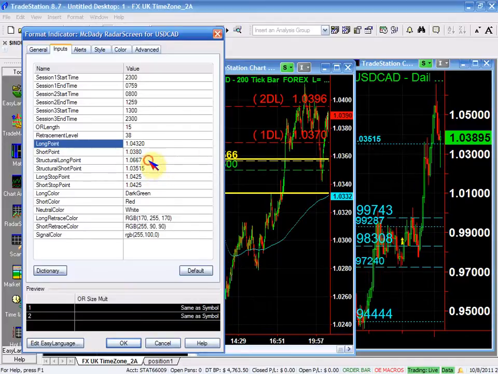So that is going to be my stop, 103.515. That is my structural. It is also my short point. I might as well finish them all.